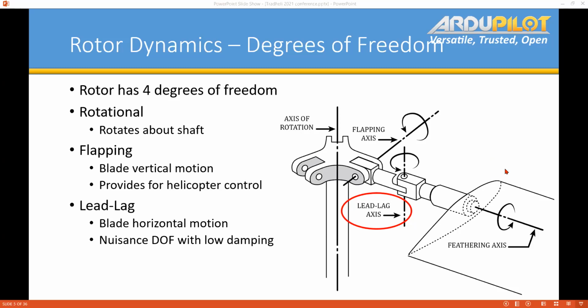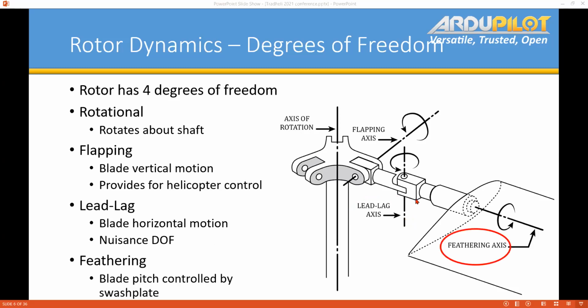It's kind of like the ice skater effect. You think about the ice skater, they put their arms out, they slow down. As they pull their arms in, they speed up. That's the same idea there, and that's essentially why we have lead lag. So you either have to put a pin in there and let it do that motion, or you can restrain it, but you have to account for the fatigue and vibration that you might get from that.